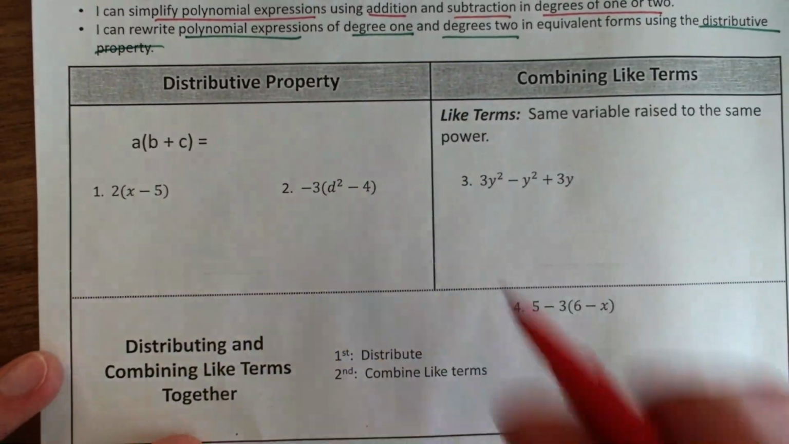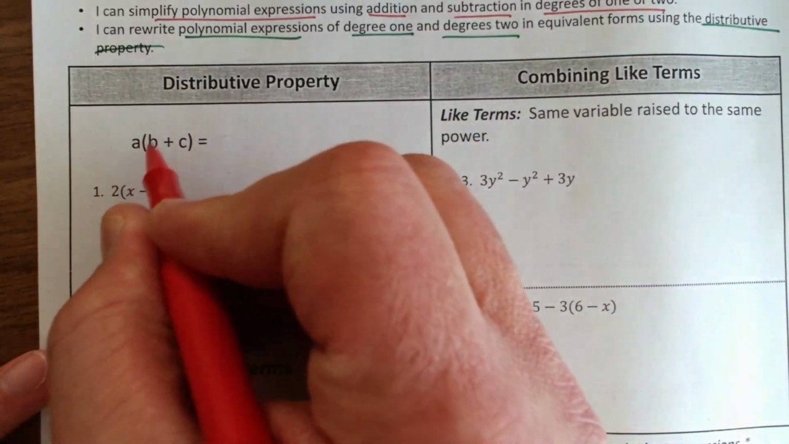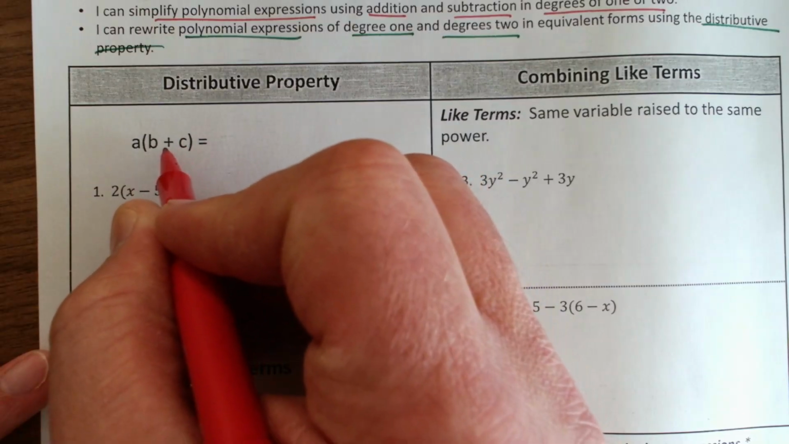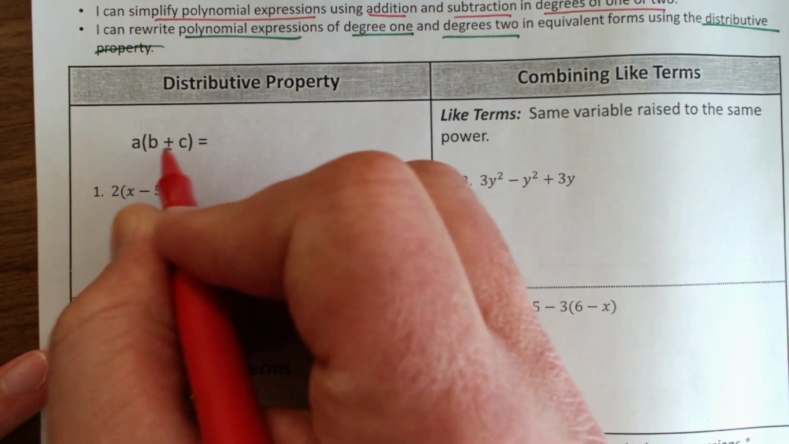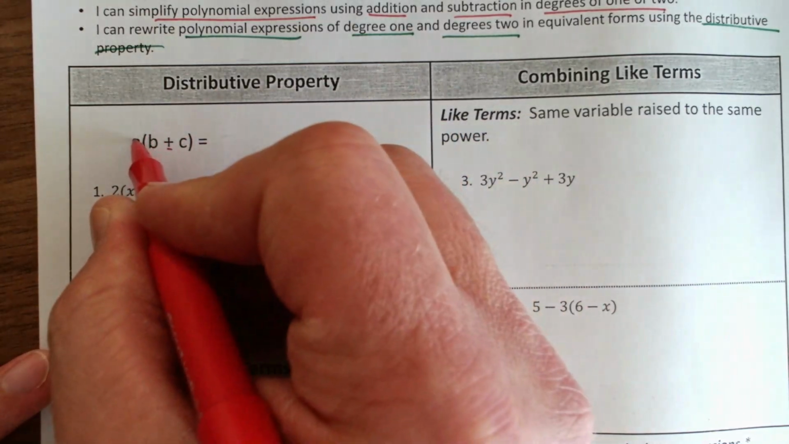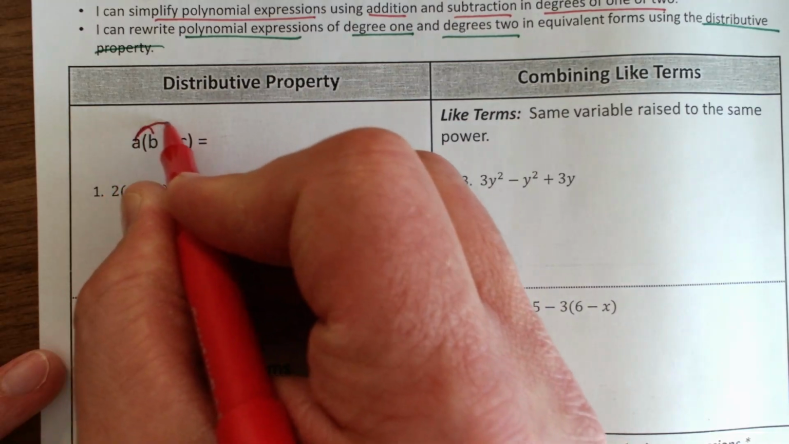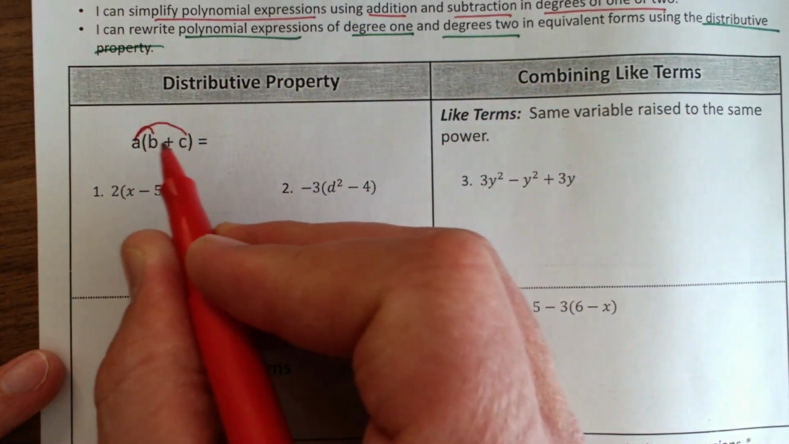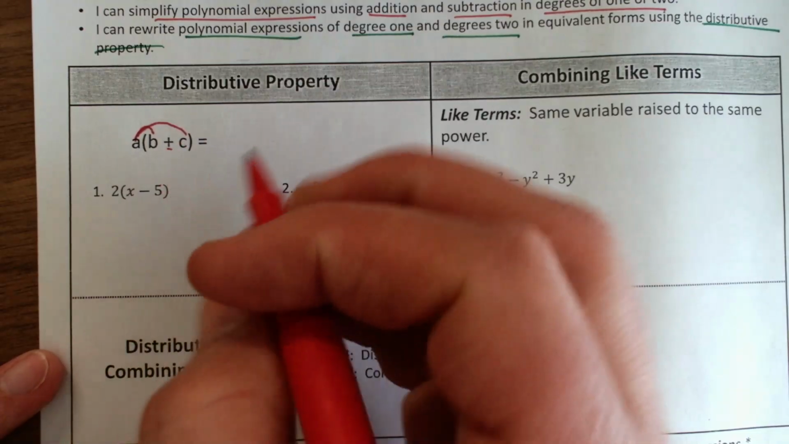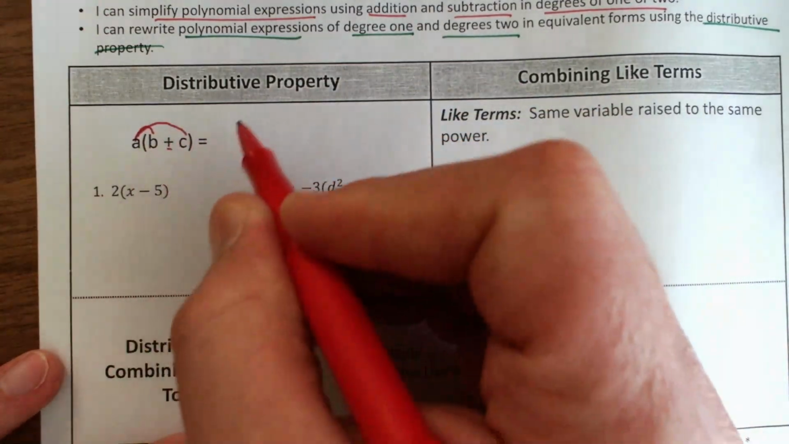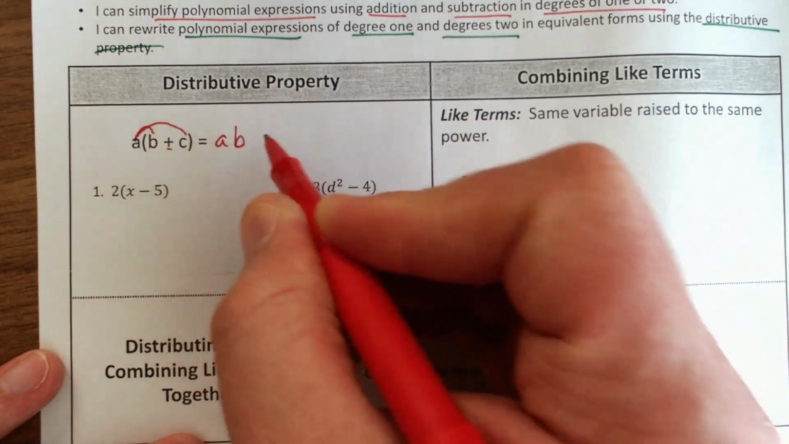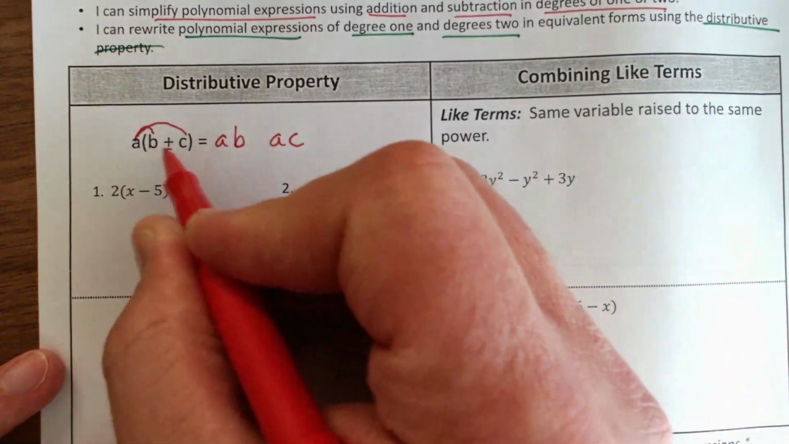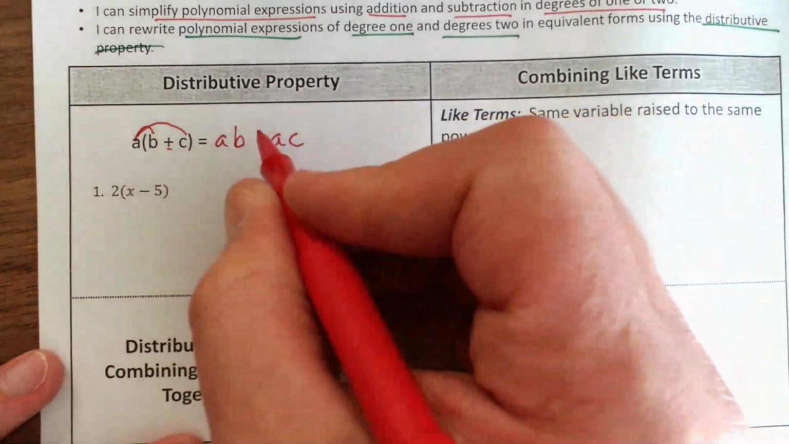So the distributive property states this: if I have something multiplying something in a parenthesis with addition or subtraction inside this parenthesis, I am to distribute this value to all the values inside, all the terms inside this polynomial. So this becomes a times b, and this becomes a times c. And because we were adding here, we keep it as adding here.